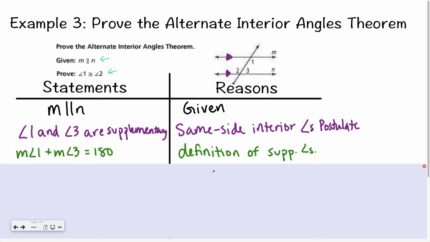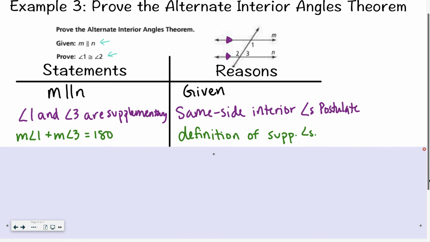Okay, so I started with my given. And knowing that I have parallel lines, I know that angle 1 and angle 3 are supplementary because of the same side interior postulate. And using the definition of supplementary, I can say they add up to 180. Now if I look at my picture, I can't do a whole lot more with angle 1 and angle 3. But angle 3 is also related to angle 2.